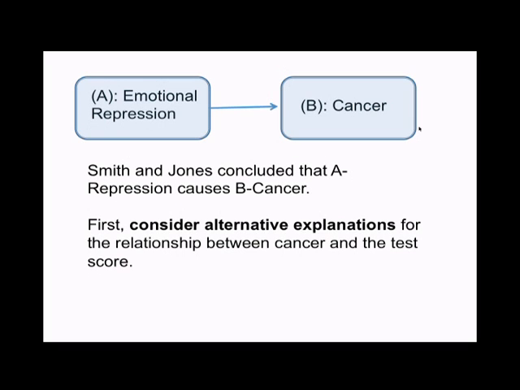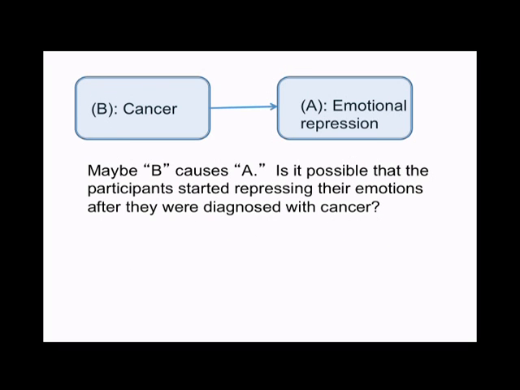Well, let's start out with what they assumed. They figured, well, people got a high score on this scale, so emotional repression must lead to cancer. A leads to B. Well, now let's consider some alternative explanations for the relationship between cancer and the test score. Maybe B leads to A. Everyone that they gave the test to already had cancer, so maybe after they got the diagnosis of cancer, then they started to repress their emotions. Maybe it was a coping mechanism. So it's possible that the cause and effect relationship is in the opposite direction.